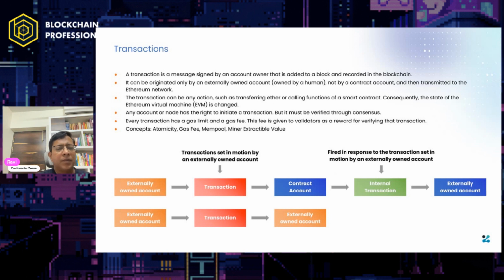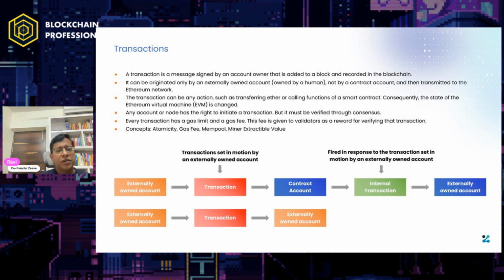A transaction is typically when you are sending a message as an account owner to someone, and that transaction is recorded on the blockchain. Now, this transaction can only be originated by an externally owned account. So, typically, when you have your MetaMask wallet, you have a wallet address, a public address. So you're actually sending a transaction from your wallet. Let's say you want to send a certain number of tokens to another user.